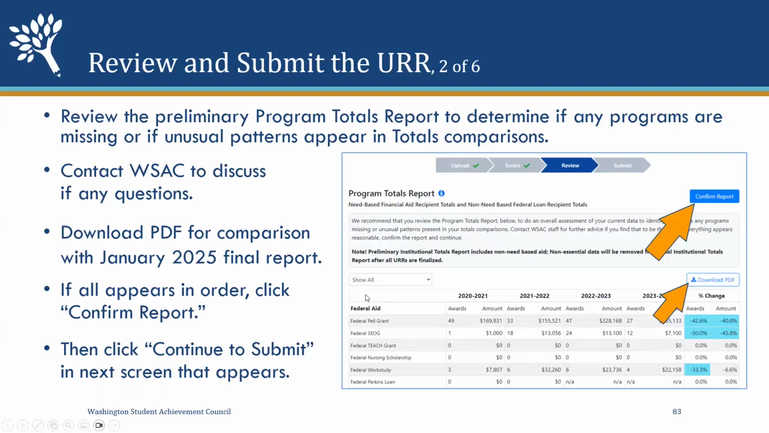So what we suggest is that you review these totals, and then if they appear correct, you can confirm the report, which will move you forward towards the submit. However, before you do that, we ask that you download a PDF so that you have it for comparison to what comes out in January. We find that sometimes this preliminary totals report is important whenever we're working on your next year's unit record, because we can look at apples to apples about how your report looks at the initial upload and submit process.